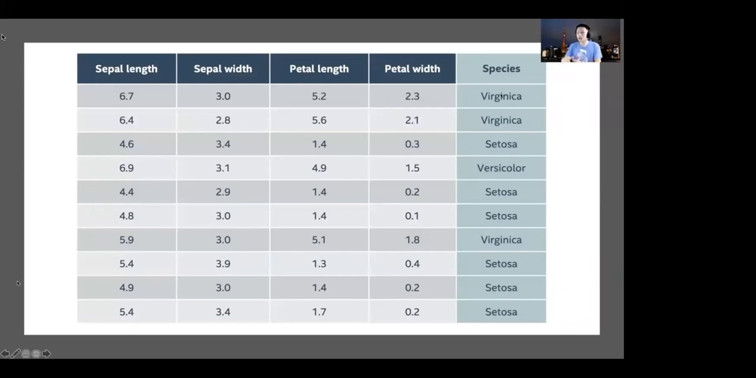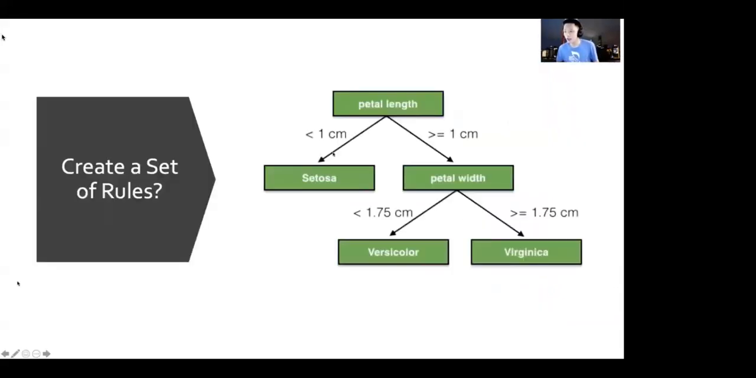So you could create this set of rules using the if statements that you learned about in MIT App Inventor. Like if sepal length is less than a value, then do this, otherwise do this. And that's exactly what I was thinking. So you can create a set of rules. And in this case, there is a really nice structure to how these species are organized with respect to each other, which is if the petal length is less than 1 centimeter, then it's a setosa.